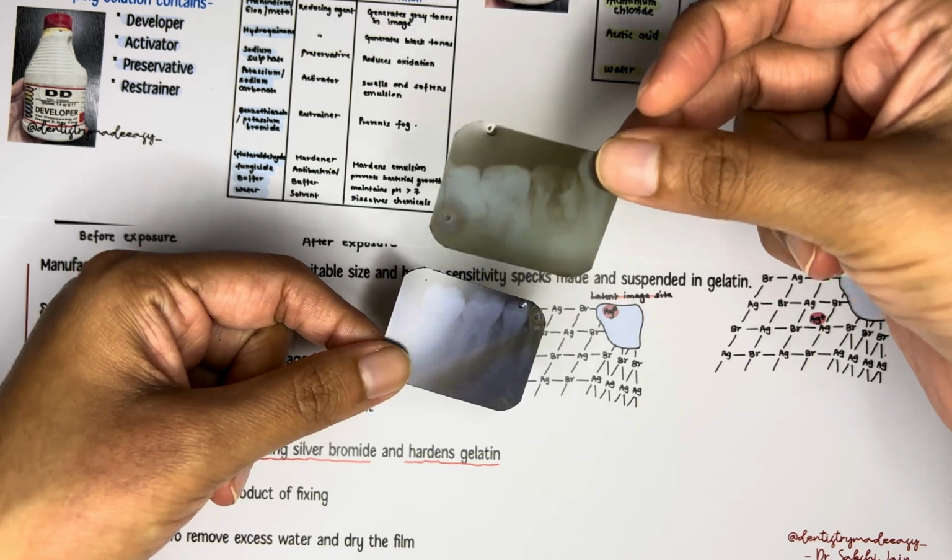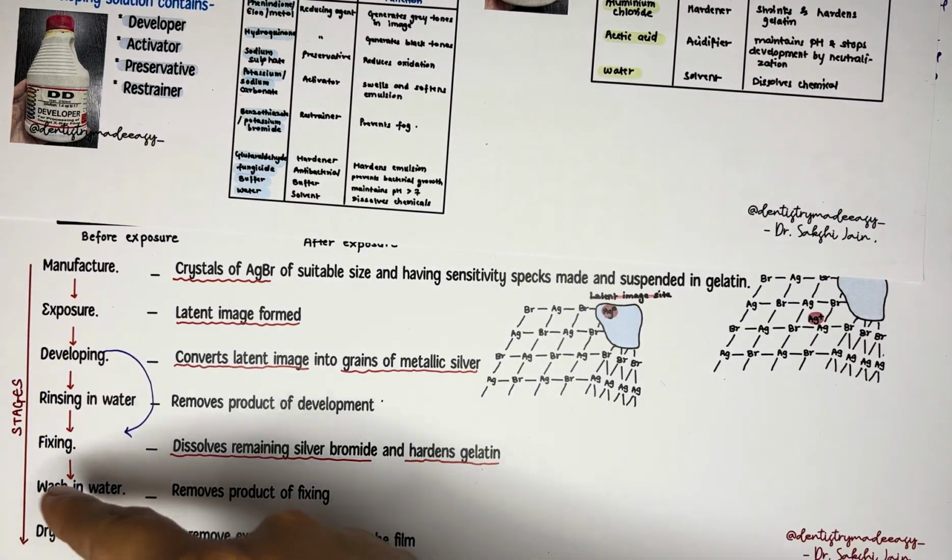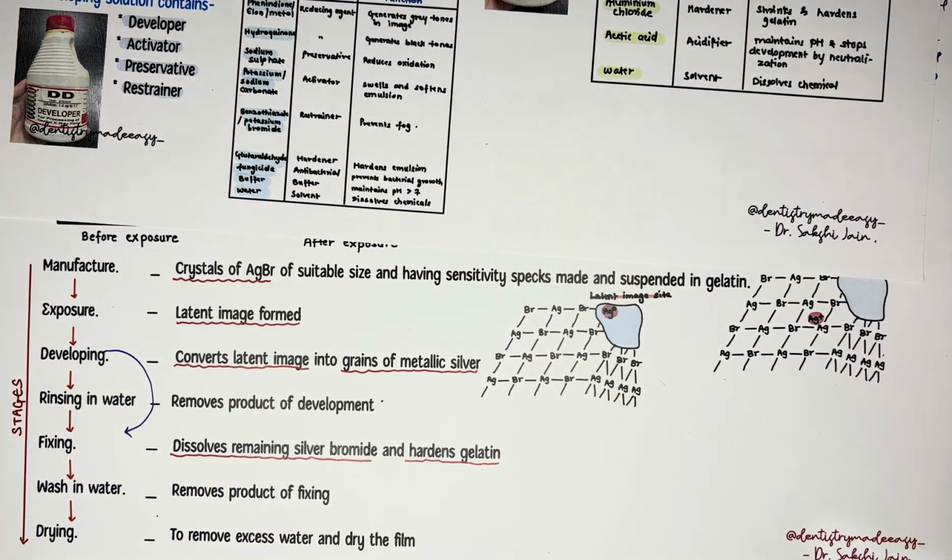If you are not going through the processing well, there will be differences. And the last part of the processing is drying. You remove the excess water which is present and you dry the film. So these are the steps of the processing of the X-ray film.